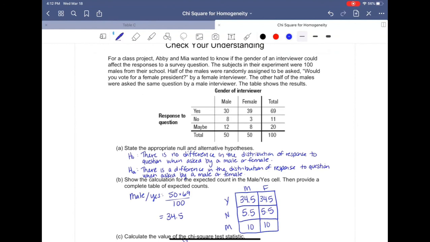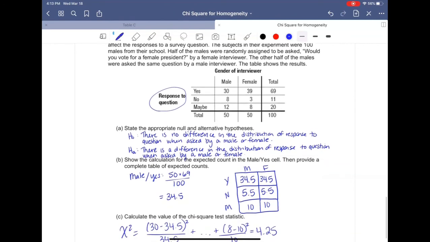All right, so we'll start with our hypotheses. In this case, our two populations are the people who are asked by a male interviewer and by a female interviewer. And then our categorical variable is how they responded to the question. For my null, there is no difference in the distribution of response to the question when asked by a male or female. And then the alternative is that there is a difference in the distribution of response to the question when asked by a male or female.